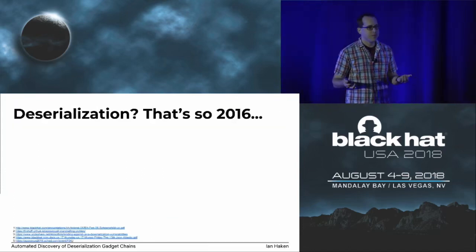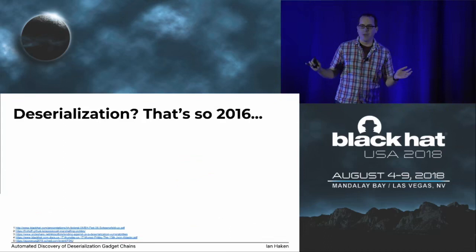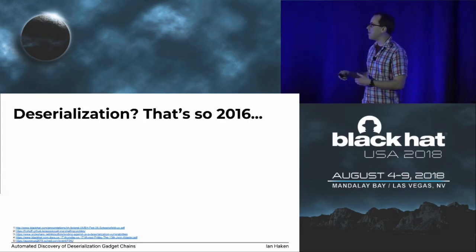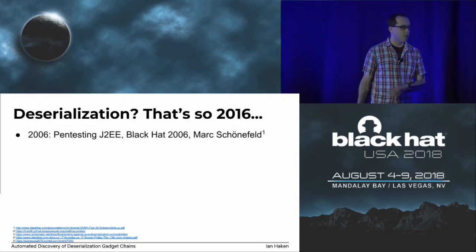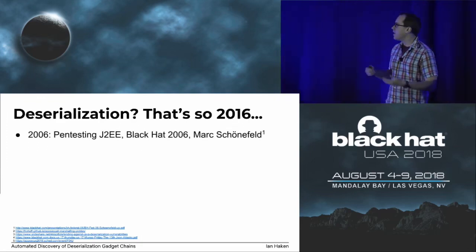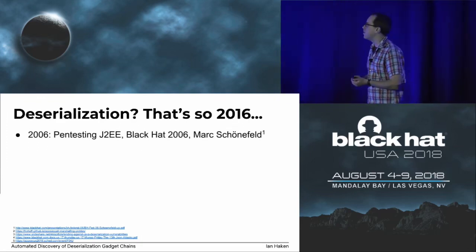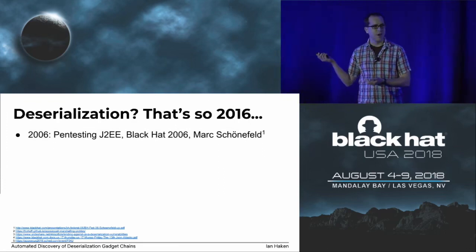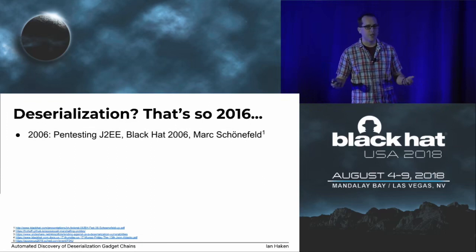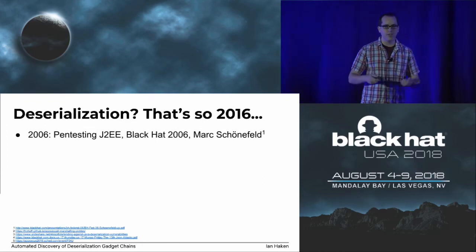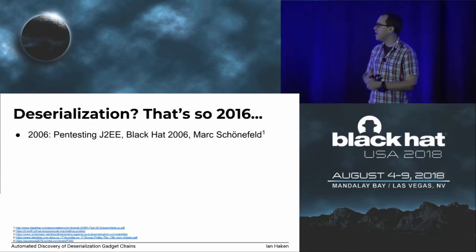So deserialization, that's not a new topic. This was a really popular topic in 2016. But deserialization vulnerabilities actually go to something way before that. They first kind of came up around 2006. Mark Schonefeld gave a talk at Black Hat where he describes exactly this sort of issue. You can potentially do weird things with your data types in a serialized body and get arbitrary code execution.